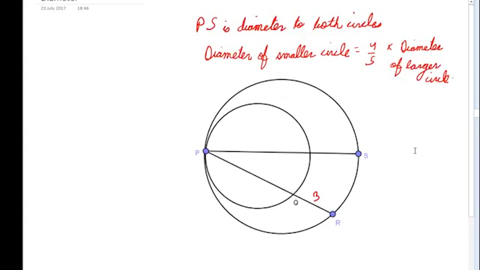So this is the question. Here I'll pause for a second so that you can ask any doubts also if you have. But the question is, PS is the diameter to both of these circles. And the diameter of the smaller circle is 4 by 5 times the diameter of the larger circle. And you are given QR is equal to 3. This is Q, and you need to find this particular length. So think about how you will do it.